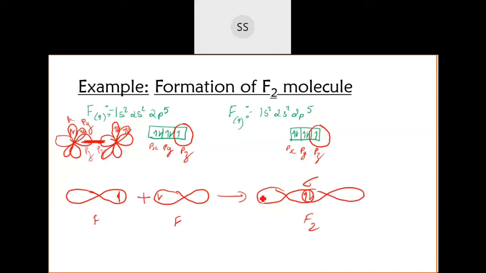Py and Pz, see here, I said Pz and Pz which have unpaired electrons are overlapping. Px and Py which have paired electrons don't overlap with one another. Because they already have paired electrons, it is not possible for them to combine together. They will not fuse together.